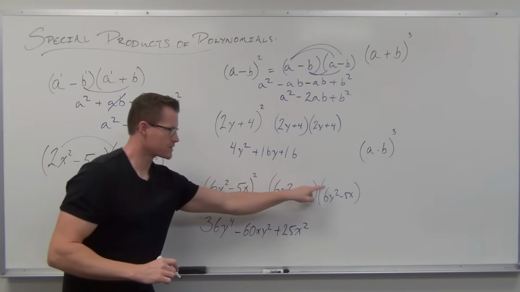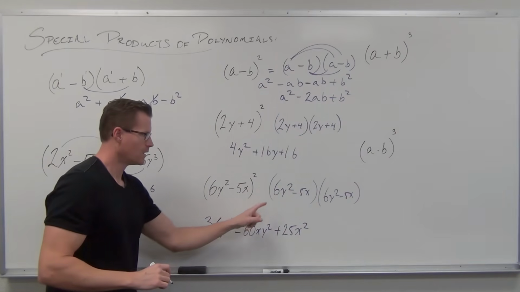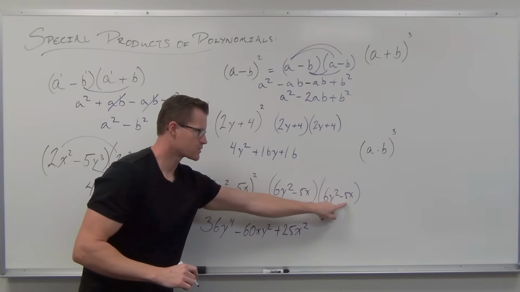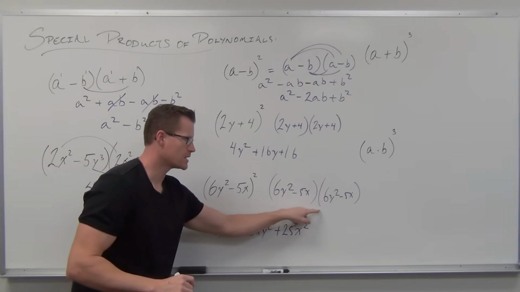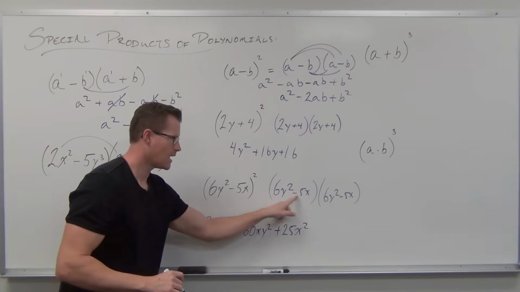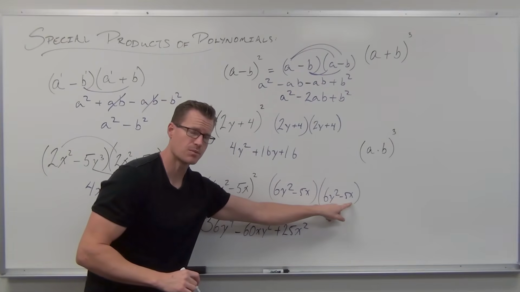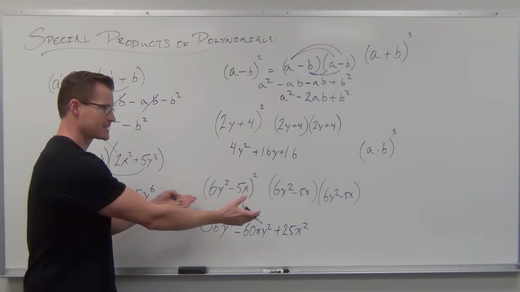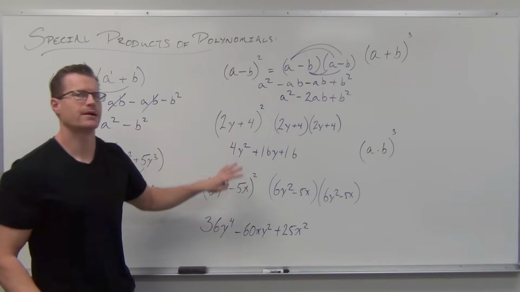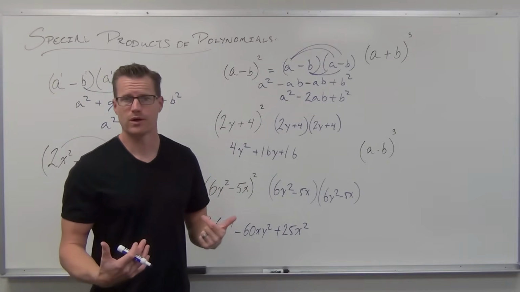But this is where our 36y to the fourth is coming from, right there. This is minus 30xy squared, another minus 30xy squared, that's minus 60, and then plus, notice negative times negative, plus 25x squared. Exact same thing, using our patterns, using our formulas is just a little bit quicker.